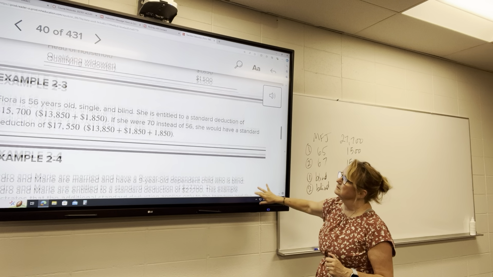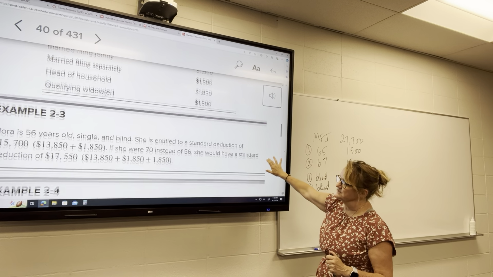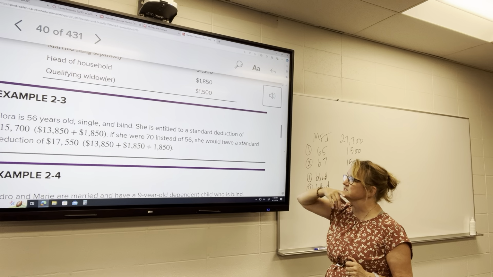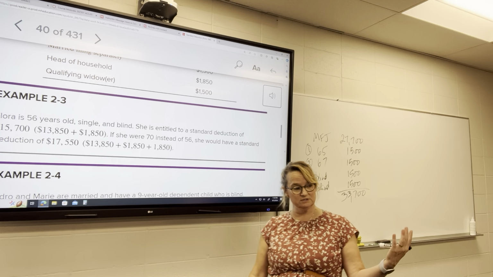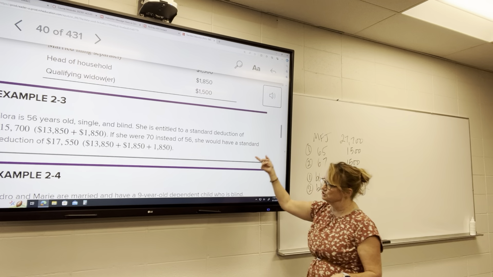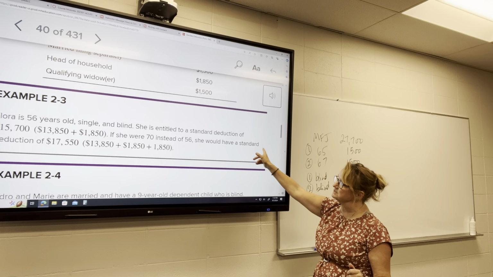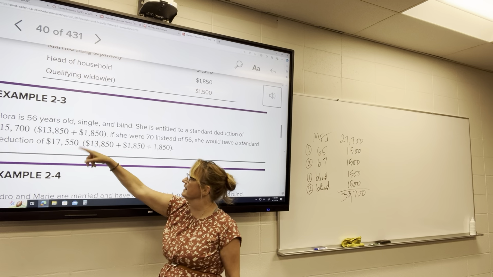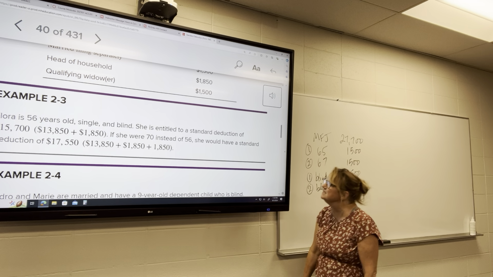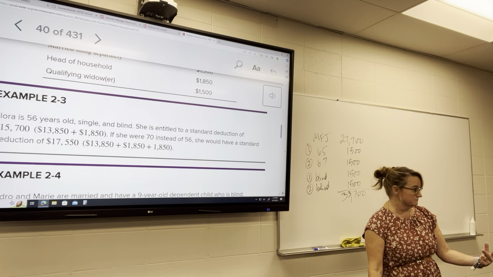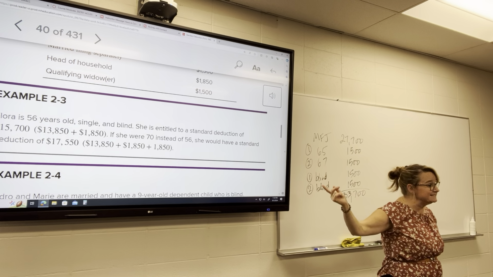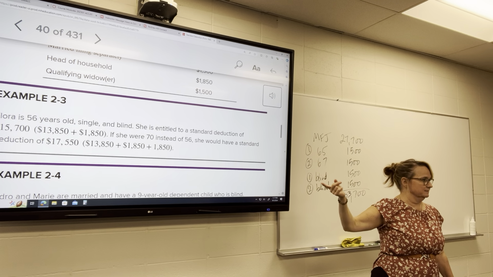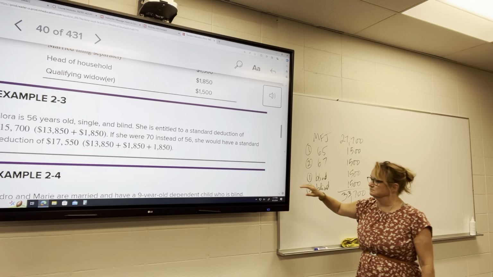So here's a couple examples. Flora, 56 years old, single and blind. Okay, so she's not over 65, so she doesn't get that $1,850, but she's entitled to a standard deduction of $15,700. We get to add one additional amount, that $1,850. If she were 70, we would add the $1,850 twice. This is an easy thing to forget about, by the way. Okay, so just make note of it.